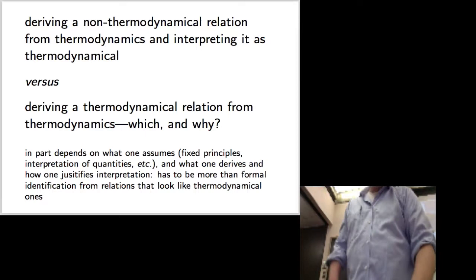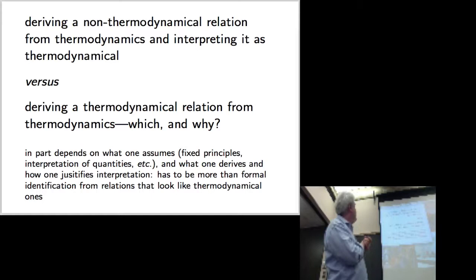Then there's an interpretive issue that I think is quite interesting. We have the idea that we're either deriving a non-thermodynamical relation from thermodynamics and interpreting it as thermodynamical, or else we're deriving a thermodynamical relation, full stop, from thermodynamics. Which of these two, and why? In part, that depends on what one assumes in the argument. And by assume, I don't just mean formal relations or fixed principles. I mean how you interpret the quantities from the start, whether you just assume, ab initio, that these really are thermodynamical quantities, or whether you want to give some further argument that what you're using are thermodynamical quantities. And also, it depends on what one actually derives, a consistency condition versus equivalence to the first law, and how one justifies the interpretation of what one actually derives.